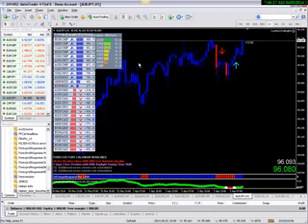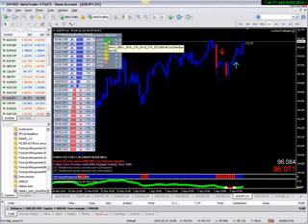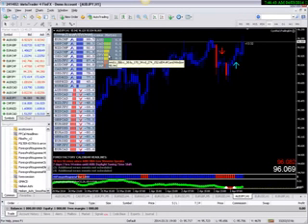Sometimes it can get a little messy. The Aussie is usually either really strong or really weak. So here it is this morning. It's very, very strong. So that means the Aussie yen, we would have been buying the Aussie and selling the yen. Where's the yen? Yen is just average.